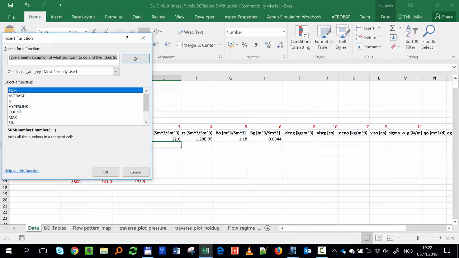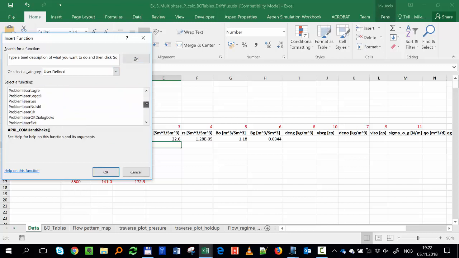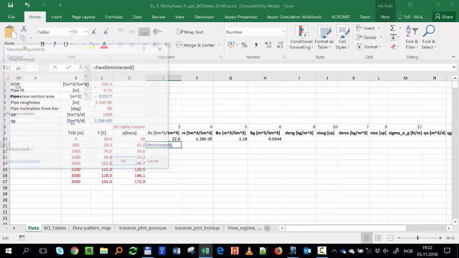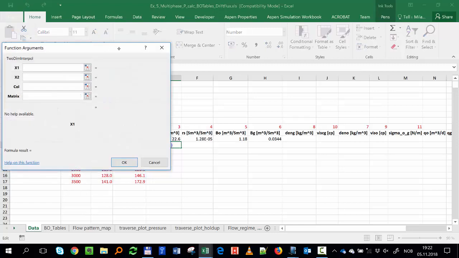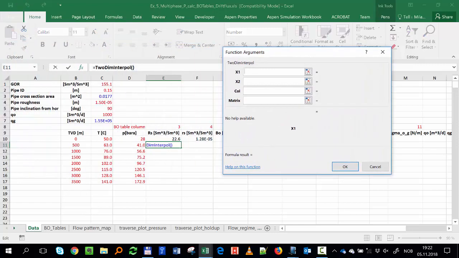We find our function, user defined, and we go down and we find it, I think it should be with T2, 2-dimension interpolation. Select it. And we start very carefully. The first one is the first column. What was it? Pressure. So we go and select the pressure that we have, this guy.